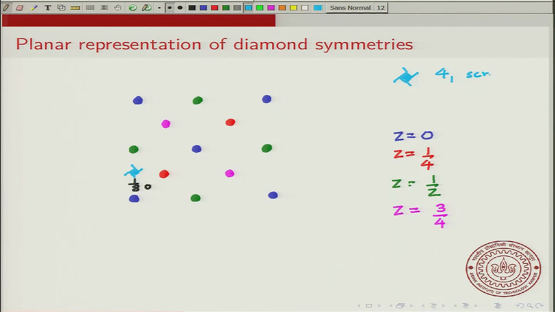Screw axis. Okay, that is located there, and now you can show that there would be another screw axis symmetrically located at this point. But this would be a 4-3 screw axis. Okay, in the sense, if you rotate it clockwise, then this red point will be on top of the blue point, and then you have to translate it down by 1/4. Alternatively, you can translate it by 3/4. Okay, so this is a 4-3 screw axis.